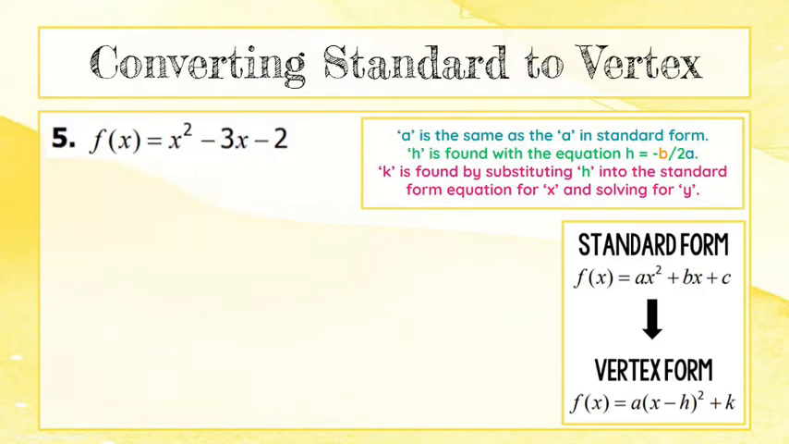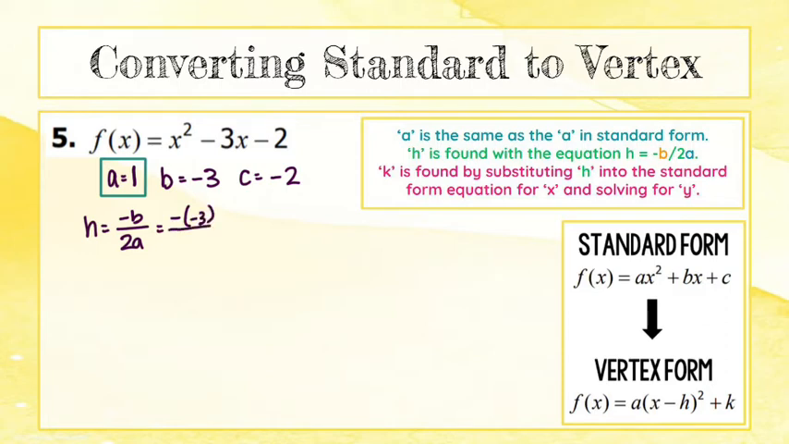So let's try another example. First we want to identify A, B, and C. A equals 1, B equals negative 3, and C equals negative 2. So A, we already know. Then we want to solve for H, which is negative B over 2A. So we have negative 3 over 2 times 1. It's going to be positive 3 over 2, and that's as simple as that fraction gets. So that is our H value.